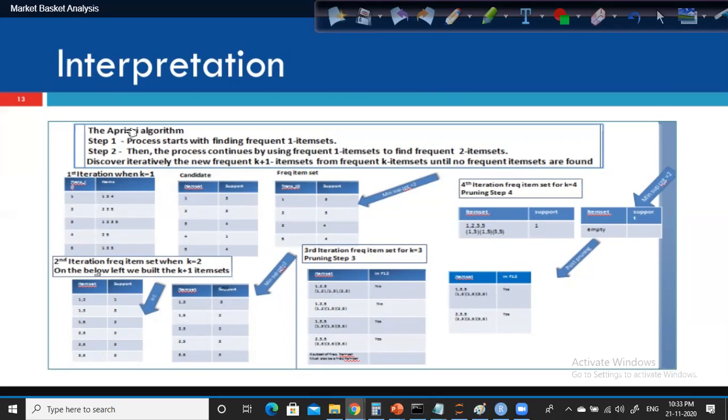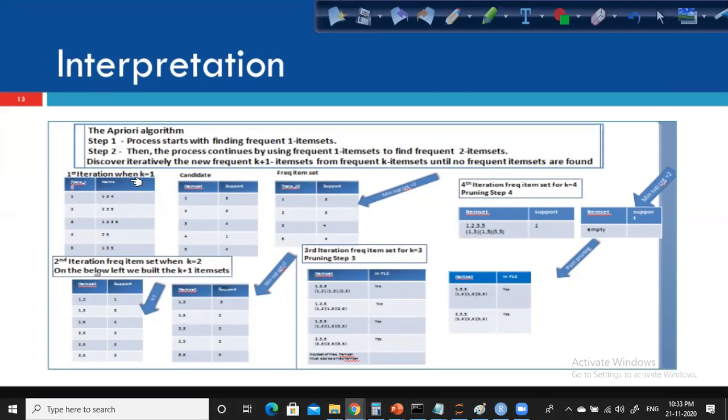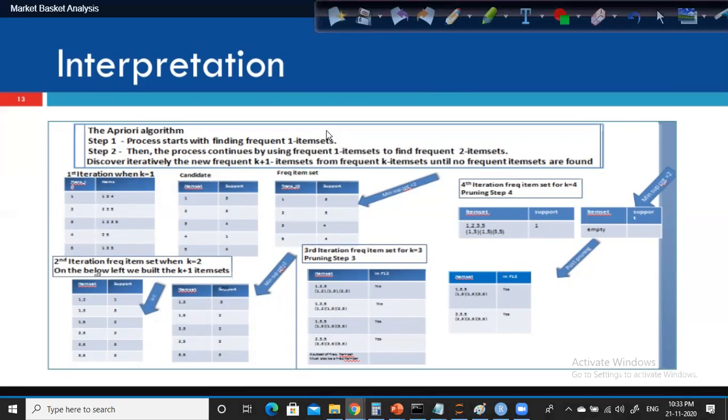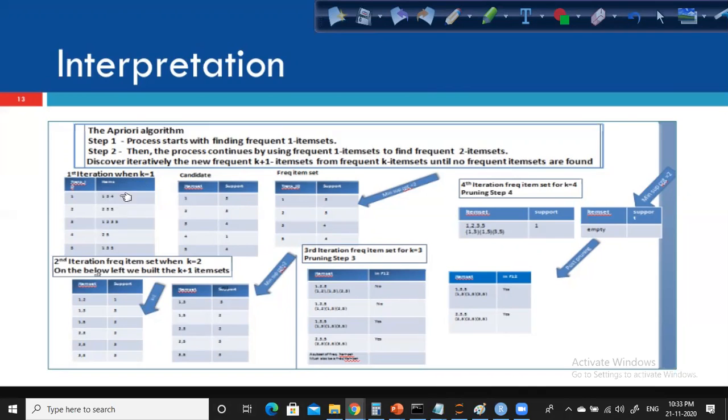Okay, look here. There are 3 steps. The process starts with finding frequent one item sets. This is my invoice number. Just think each invoice is a different person's invoice number that we noted down here, along with the items they purchased. So this customer in this invoice purchased 3 items: item 1, 3 and 4. In this invoice, he purchased 4 items.